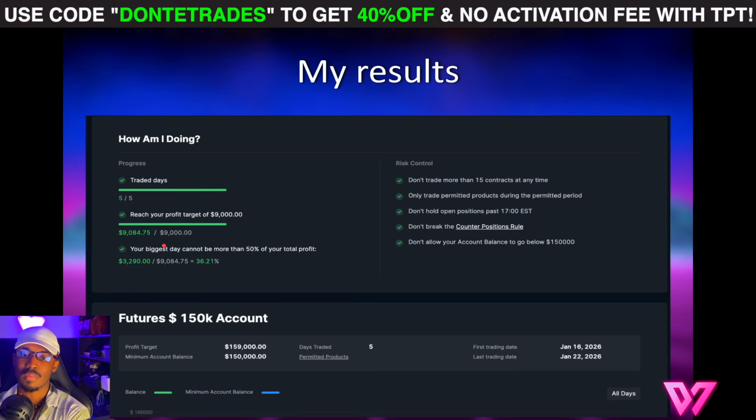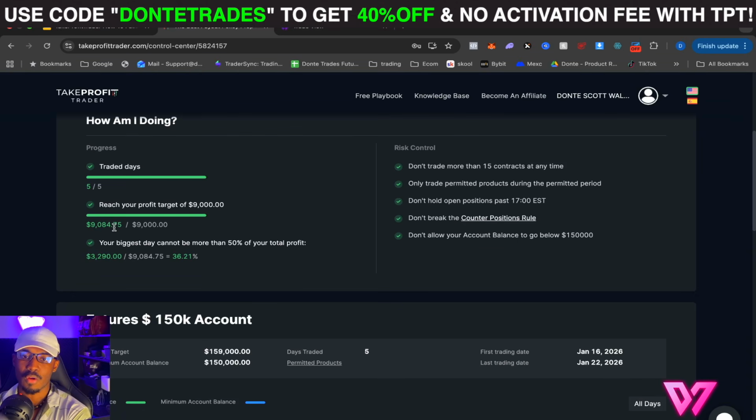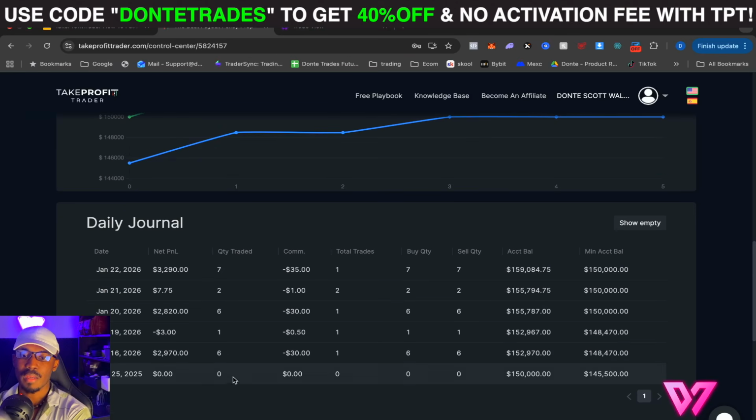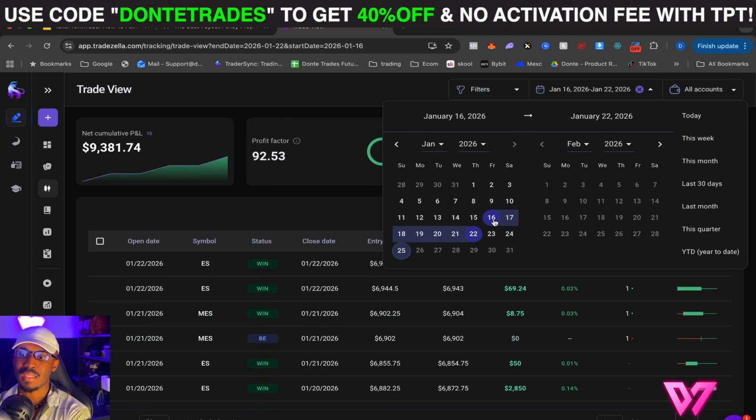Now let's actually go into my results here. So let's just jump right into the results. As you can see here, I'm on the Take Profit Trader website. You can see my profit target reached 9K, with a 36% consistency rule, so I was going for about $3,000 per trade there. One thing about this account is I got it on December 25th, but I didn't actually start trading it until January 16th. So I passed this account in a little under 7 days, actually less than a week. So exactly 5 trading days.